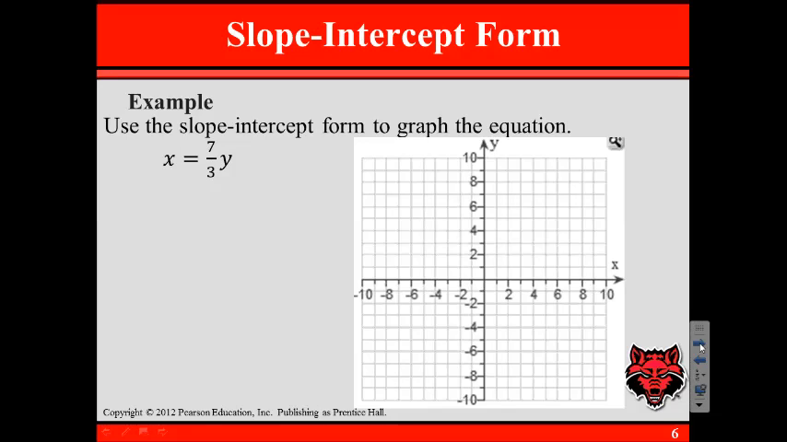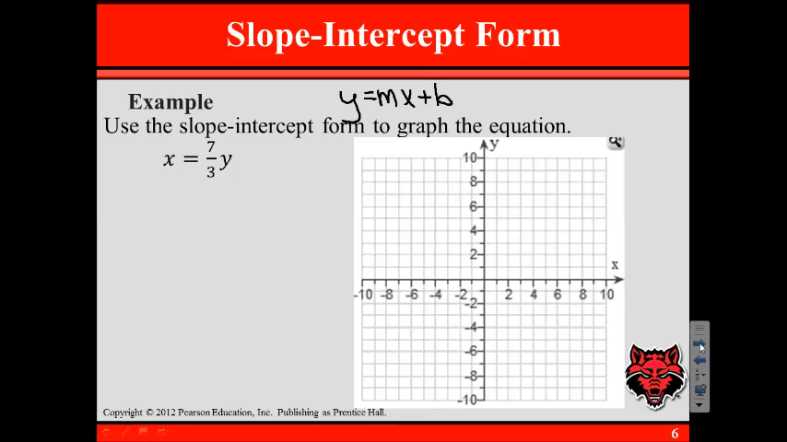Here is one last example of graphing using slope-intercept form. We have the equation x equals 7/3 y. Before we begin, let's write our formula, y equals mx plus b. And we see that y is not isolated. Y is being multiplied by 7/3. In order to get our equation in the correct form, we need to move the 7/3 to the other side.